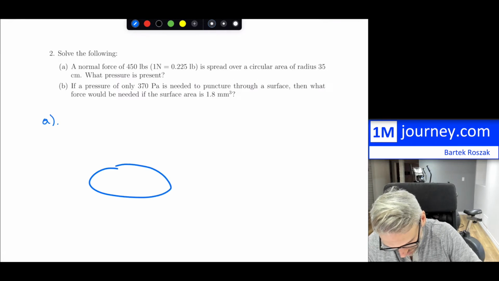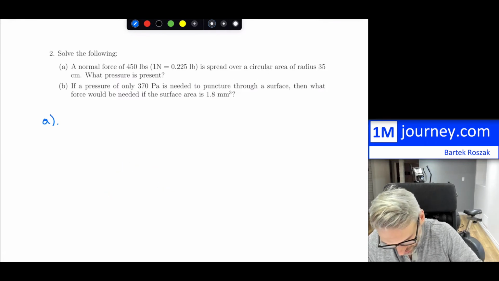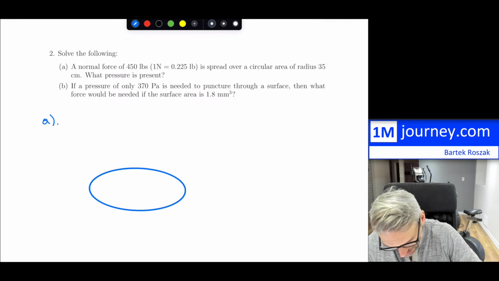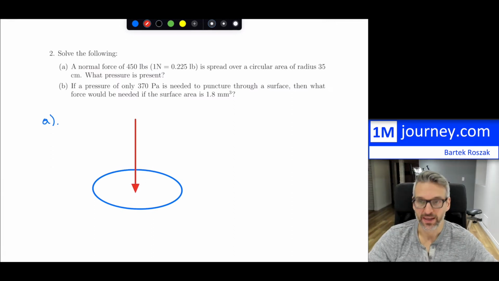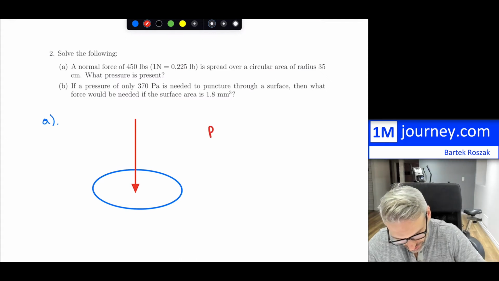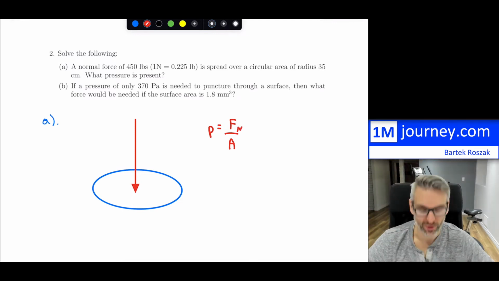So here, let me just try to draw this out for you. Let's imagine this is kind of a circular item, and what it's saying is the normal force. Normal simply means it's perpendicular to the surface. And of course, pressure is equal to the force over the area, but it is indeed the normal force that we're looking for, right?